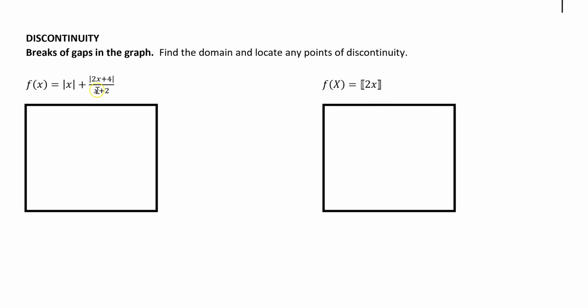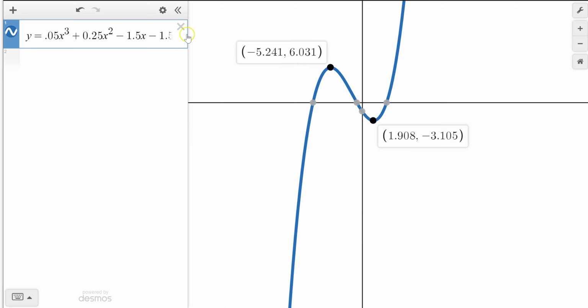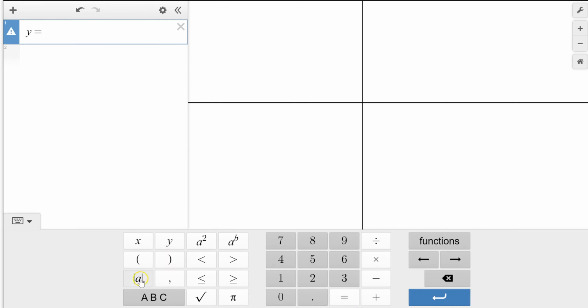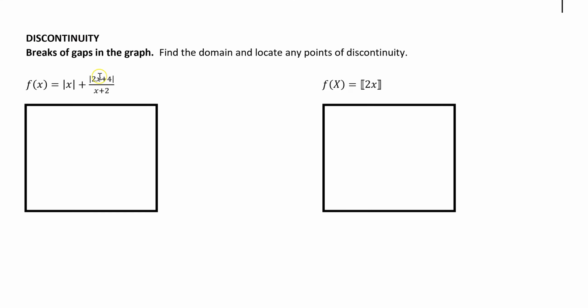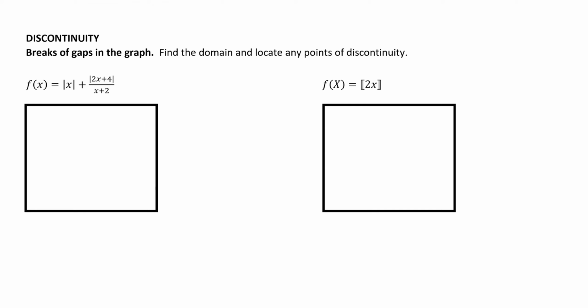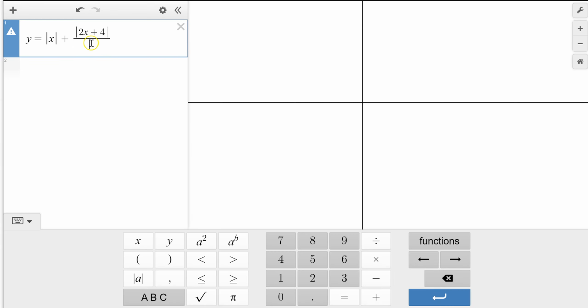So I'm going to plug this in our calculator. Let's clear this out of there. Bring the y back in. Y equals, and it started with an absolute value of x plus the absolute value of 2x plus 4. So absolute value of x, plus, and then we put a little division symbol to do the fraction, and then absolute value, and it's 2x plus 4. Make sure that's right. Here it is. And then we scroll down by clicking in there, and then we put x plus 2.